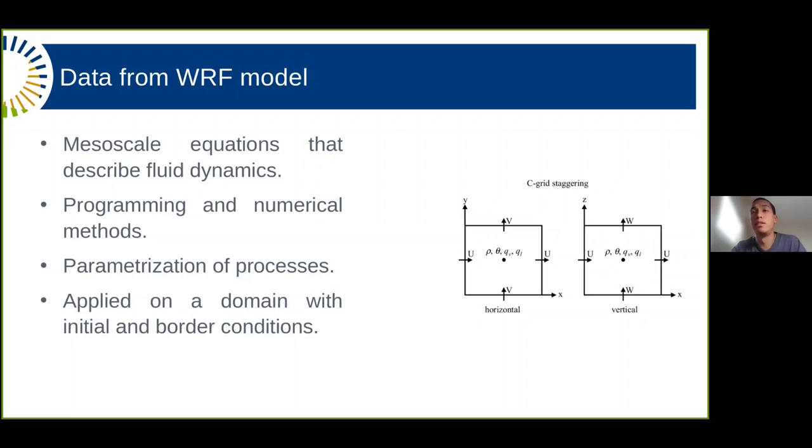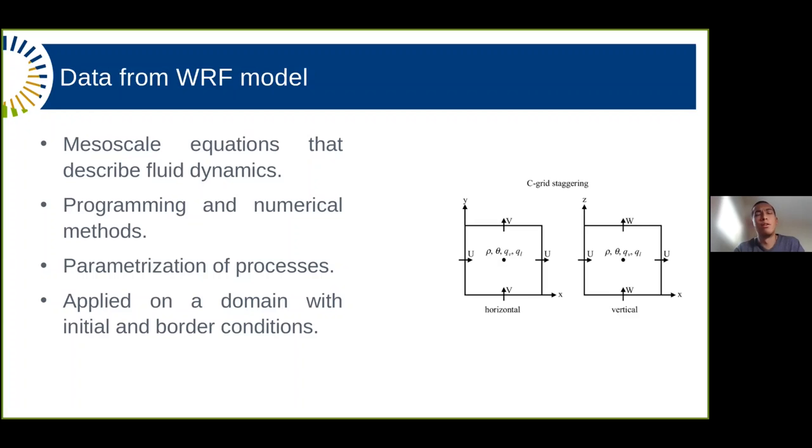Then all the processes that cannot be resolved by these equations, due to the resolution and the spatial development of these processes, mainly because they are smaller than the grid spacings in use, are parameterized. The parameterizations are the equations that approximate these processes, which are not explicitly resolved in the mesoscale equations that I mentioned before. Some of the processes that are parameterized are the surface microphysics, the boundary layer, radiation that comes to the Earth and goes out to space, and cloud formation, among others.